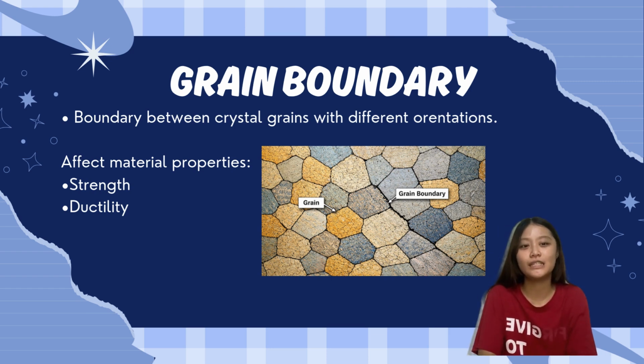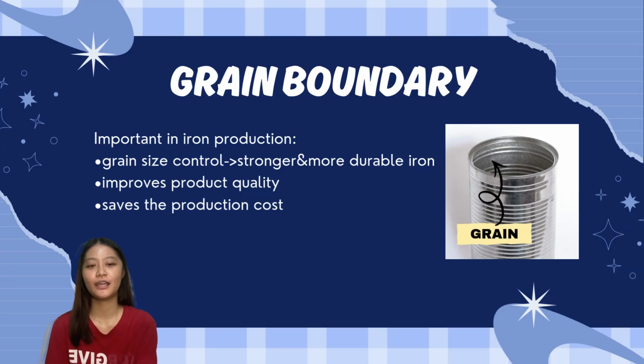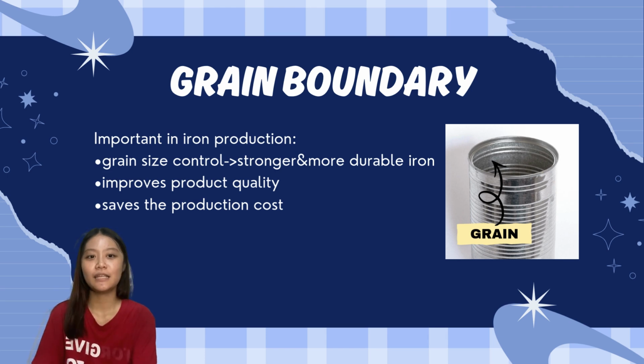A grain boundary is the boundary between crystal grains with different orientations. It affects material properties like strength and ductility. For example, in making iron, grain boundaries play an important part in deciding how strong the iron is. By controlling the size of the grain, iron makers can produce stronger and longer lasting iron. This improves the quality of the iron product and can save production cost.